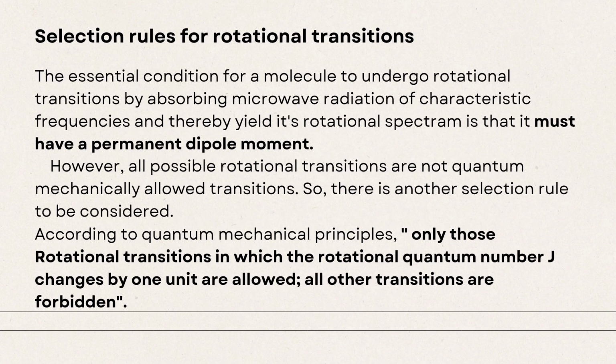Let's discuss the selection rule for rotational transitions. The essential condition for a molecule to undergo rotational transitions by absorbing microwave radiation of a characteristic frequency and thereby yield its rotational spectrum is that it must have a permanent dipole moment. However, all possible rotational transitions are not quantum mechanically allowed transitions. So there is another selection rule to be considered. According to quantum mechanical principle, only those rotational transitions in which the rotational quantum number J changes by one unit are allowed. All other transitions are forbidden.